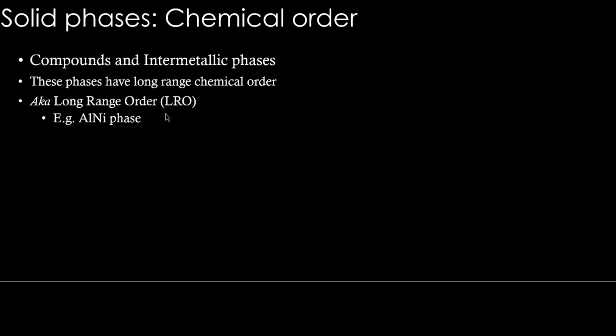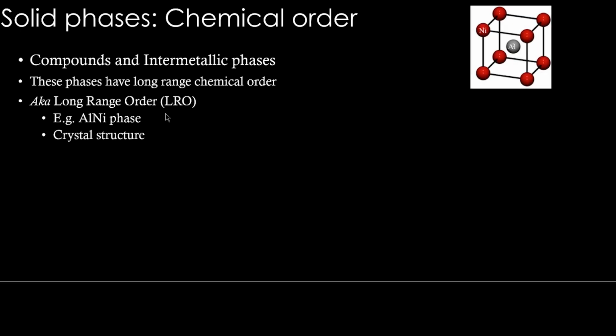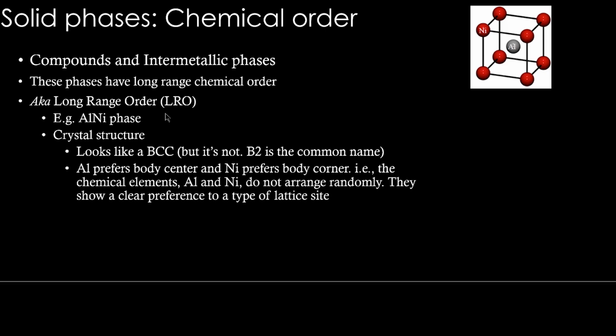For example, in the AlNi phase, the crystal structure looks like a BCC, but it is not. It's called B2, which is the Strukturbericht notation, the common name used for this. Aluminum prefers the body center and nickel prefers the body corner. That is, the chemical elements aluminum and nickel do not arrange randomly. They show a clear preference for a type of lattice site.